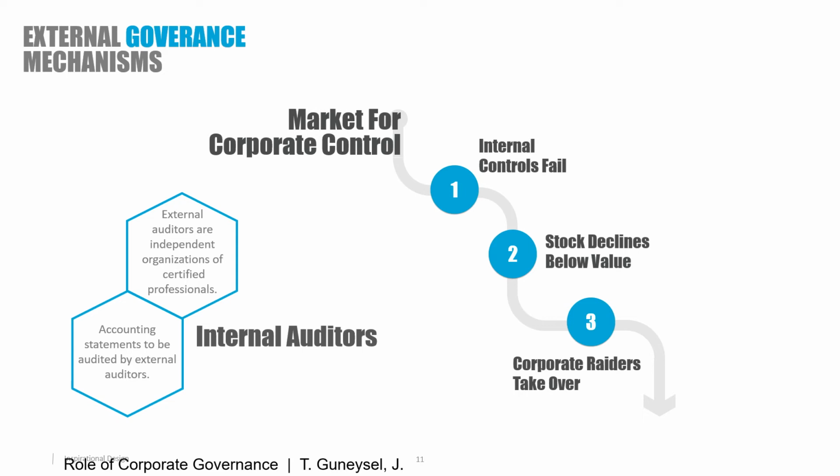Market for corporate control is a mechanism in which shareholders who are dissatisfied with a firm's management liquidate their shares. When internal controls fail and shareholders become dissatisfied and sell, the value of the shares declines below value, which opens the door for corporate raiders to buy low and then dismiss management.